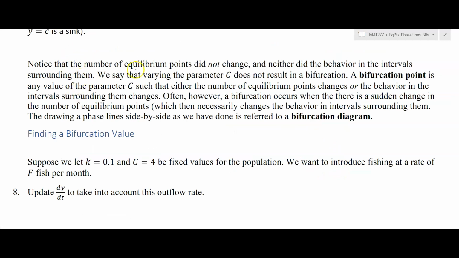So the last thing we should notice is that the number of equilibrium points did not change, and neither did the behavior in the intervals surrounding them. We say that varying the parameter c does not result in a bifurcation. A bifurcation point is any value of the parameter such that either the number of equilibrium points changes or the behavior in the interval surrounding them changes. Often, however, a bifurcation occurs when there is a sudden change in the number of equilibrium points, which then necessarily changes the behavior in the intervals surrounding them. The drawing of a phase line side by side, as we have done, is referred to as a bifurcation diagram.